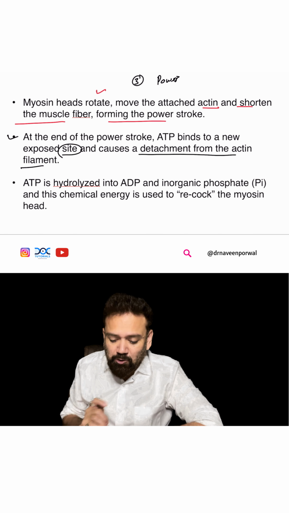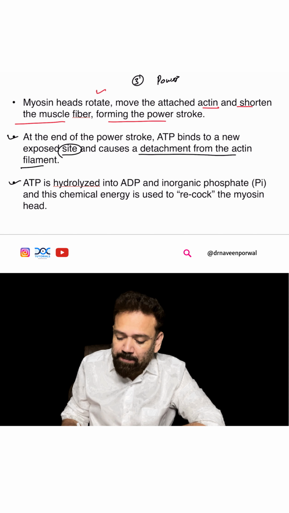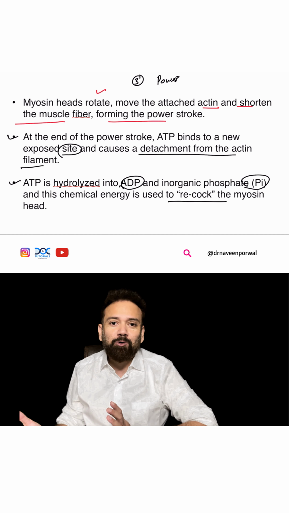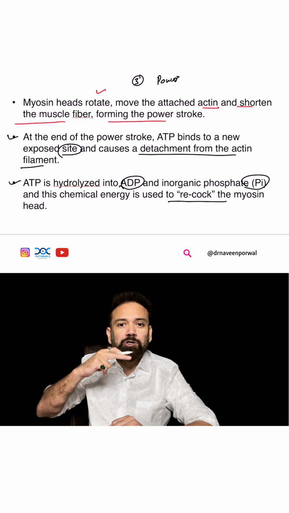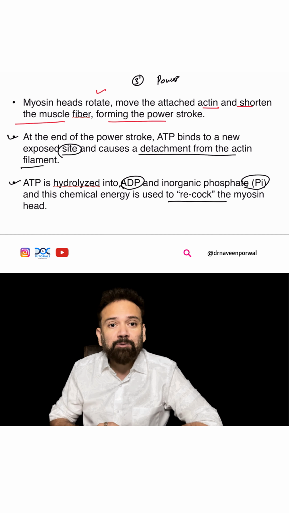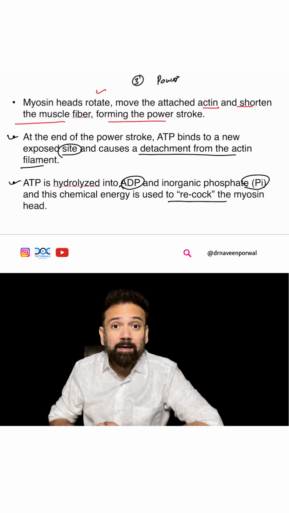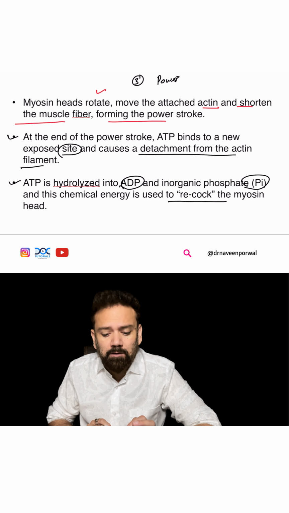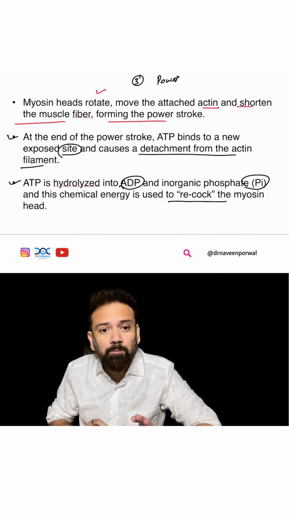That's why relaxation is a passive process. And after that, ATP is hydrolyzed into ADP and inorganic phosphate, and again recocks. So we start from the cocked position, then cross bridge, then power stroke, and then detachment of the head of myosin by ATP. Please revise this sliding filament theory. It's very important for your exam.